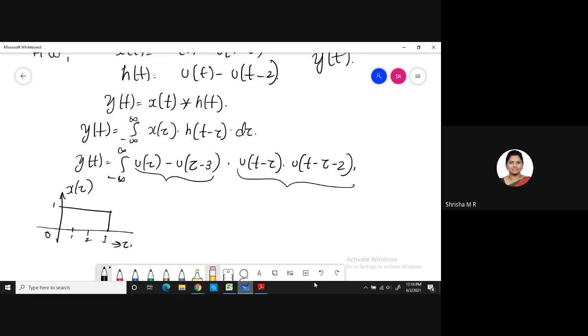And we have to plot u of tau minus u of tau minus 2 terms of h of t minus tau. So let us plot h of tau first. What is h of tau? u of tau minus u of tau minus 2. Then we'll do shifting to get h of t minus tau. So h of tau is nothing but u of tau minus u of tau minus 2. So it will exist from 0 to 2 with an amplitude 1. Now how will you plot h of t minus tau?